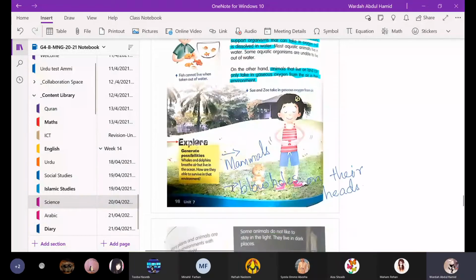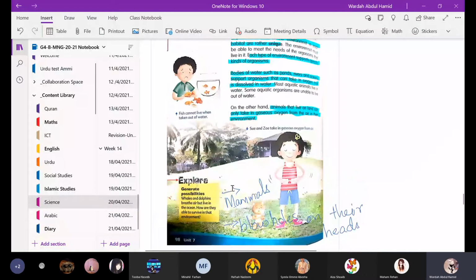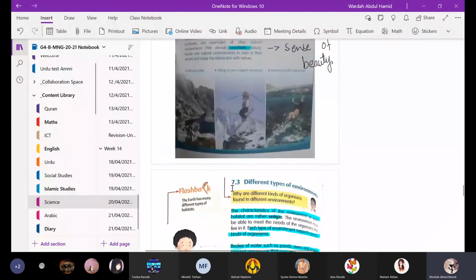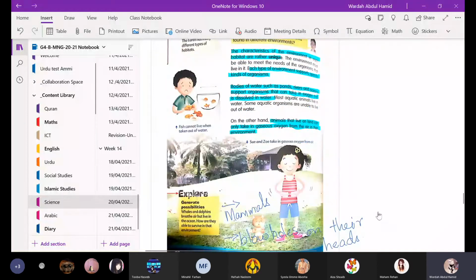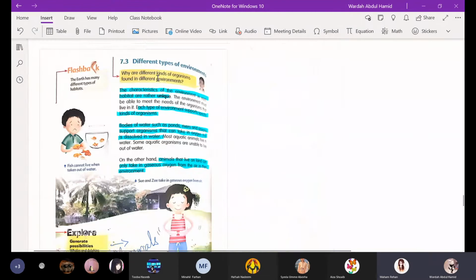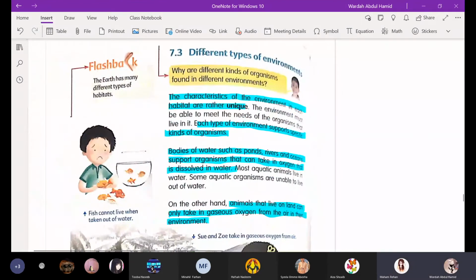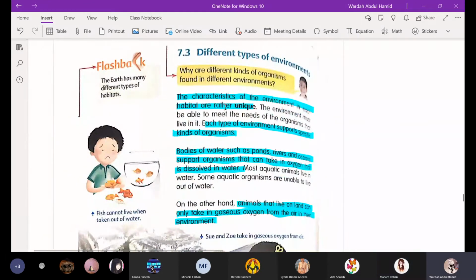We will start reading from page 98. We read till this page, and we are going to start reading from page 98 now. Only few pages are left, and only few girls are left. Okay, Mariam, Maham Rehan. Yes, Maham. Different types of environment.